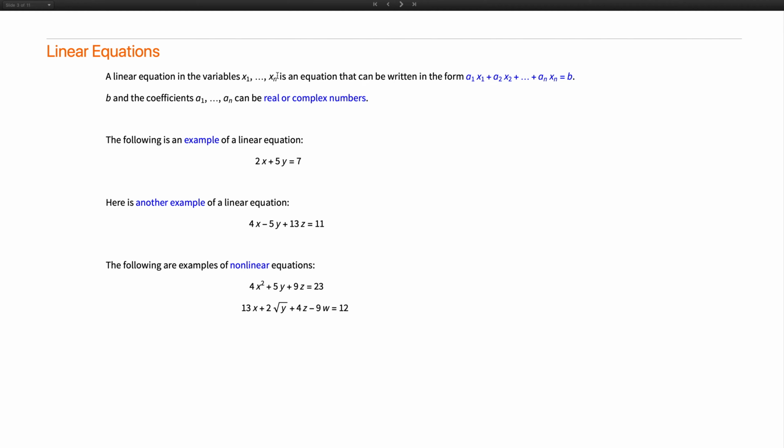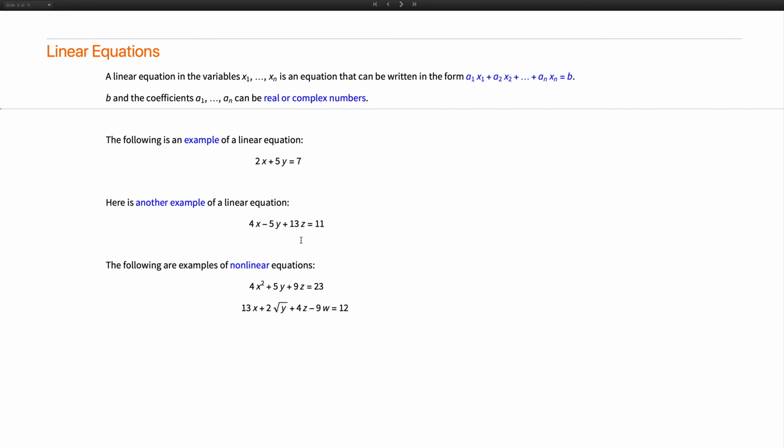A linear equation in some variables x1 up to xn is a relation of this form. The coefficients there, a1, a2, up to an, and b, could be real numbers or even complex numbers, but we don't need to worry too much about that in this course. Here's an example of a linear equation, 2x plus 5y equals 7. There are two variables, x and y. Here's another example of a linear equation. It has three variables, x, y, and z in it.